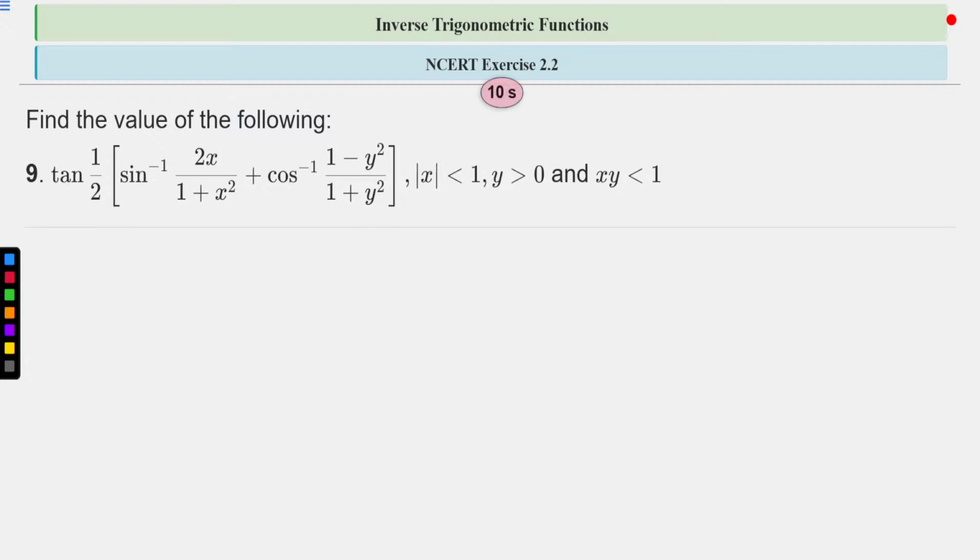So you have 10 seconds to solve or think about this question. After that, we will discuss the solution part.